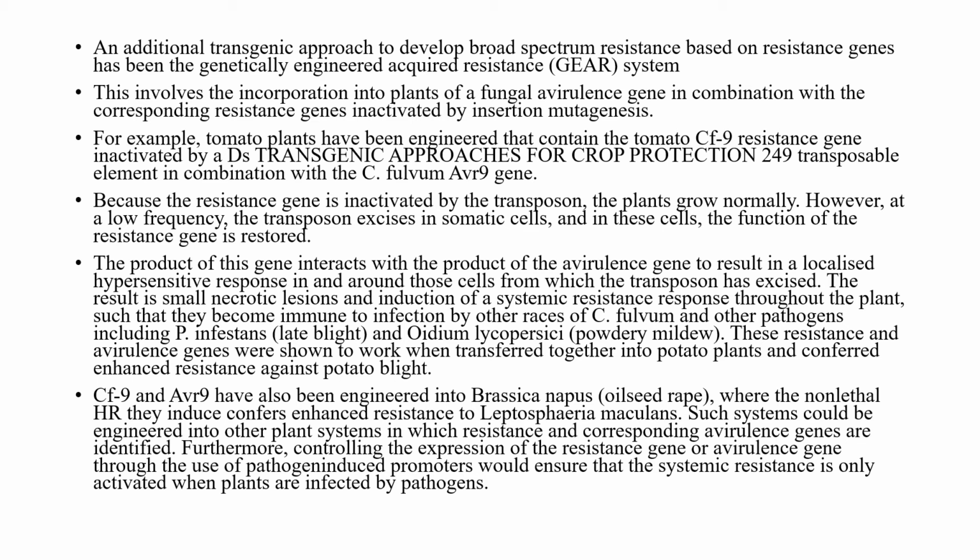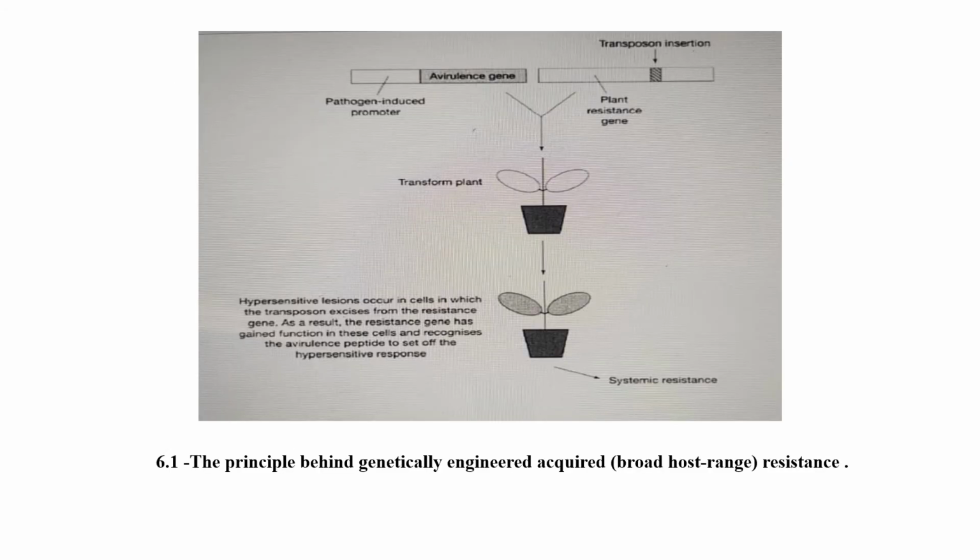Furthermore, controlling the expression of these resistance and virulence genes through the use of pathogen-derived promoters could ensure that systemic resistance is only activated when the plants are infected by the pathogen. This is the principle behind genetically engineered acquired broad spectrum resistance.